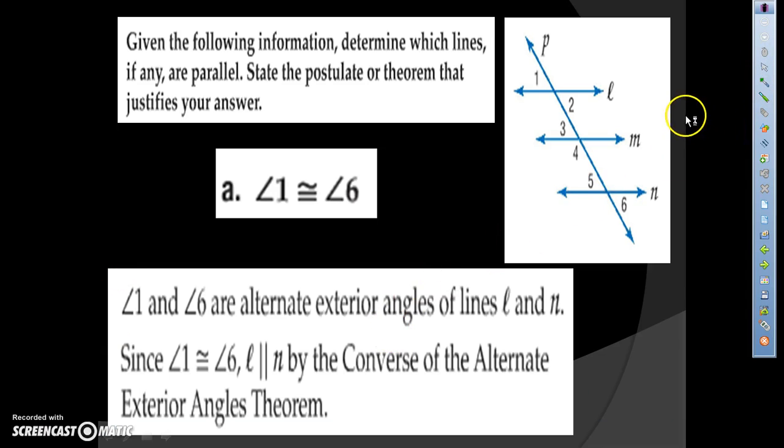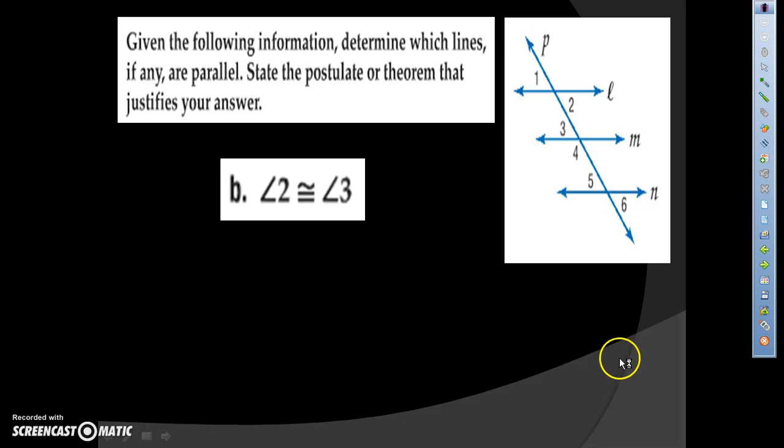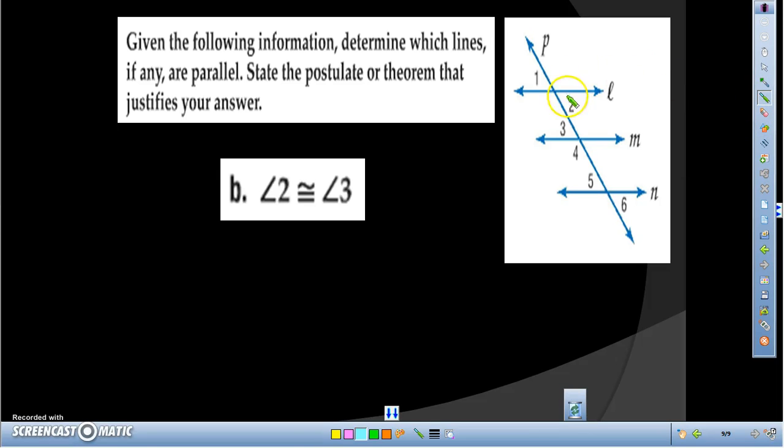Well, let's look at another one similar to this. Same given figure here, but now I'm telling you that angle 2 is congruent to angle 3. Okay, so first of all, I want to narrow down what lines am I dealing with. Okay, so there's my 2 angles.